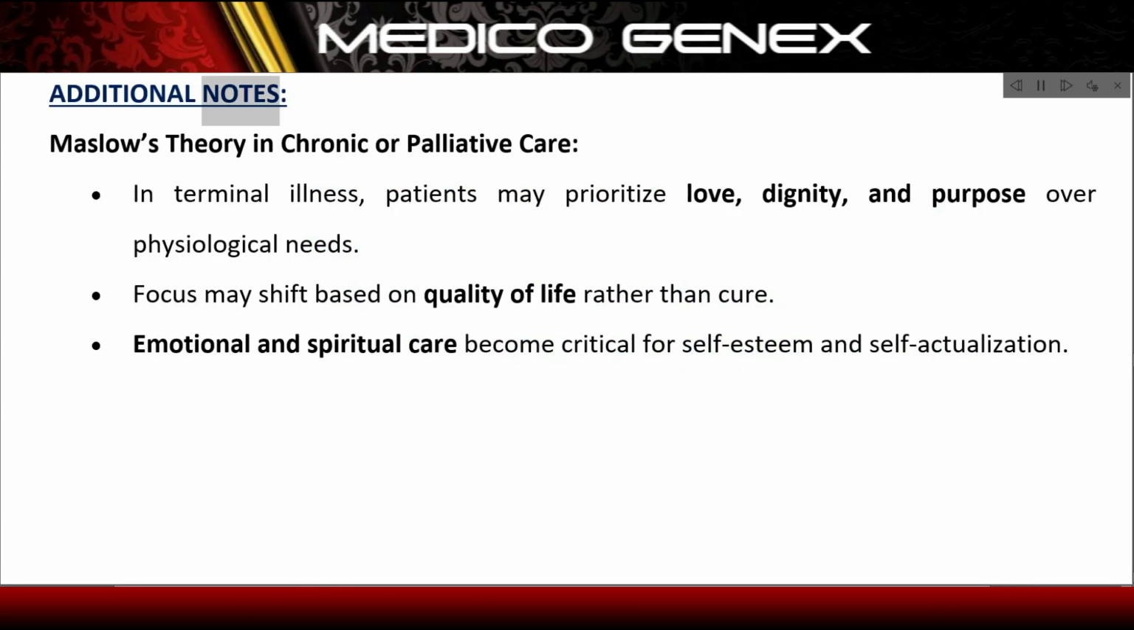Additional notes: Maslow's theory in chronic or palliative care. In terminal illness, patients may prioritize love, dignity, and purpose over physiological needs. Focus may shift based on quality of life rather than cure. Emotional and spiritual care become critical for self-esteem and self-actualization.